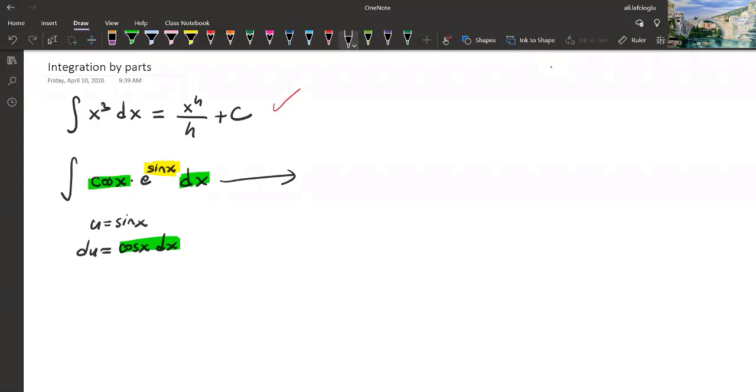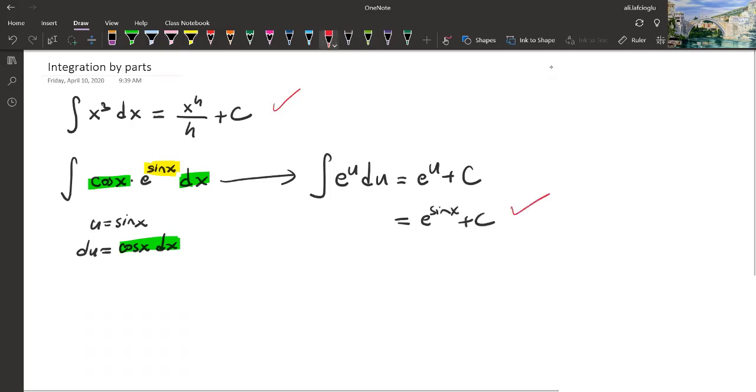I can write this integral in another form: integral of e to the power u du. Now it becomes a basic integral. I know the integral of e to the power u. It's itself plus c. Translate u back to x. So it was e to the power sine x plus c. Problem solved. That's the second way, integration by substitution. So step 1, step 2.